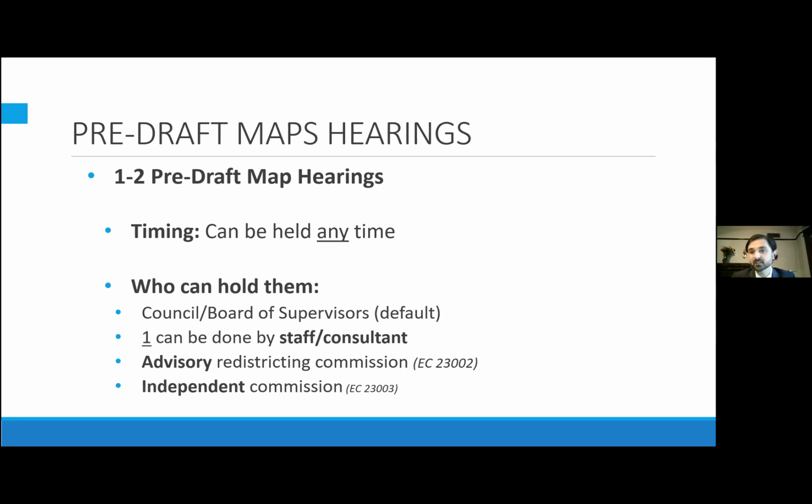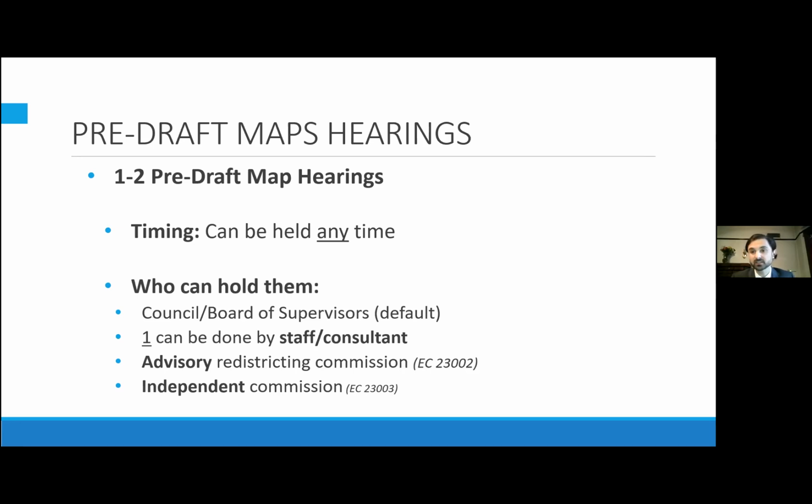Elections code section there too. Again, this applies for general law cities and all counties. If you do create an independent commission, there's some, in this case, fairly detailed requirements for an independent commission. So you'll want to take a look at that code section before you set it up.